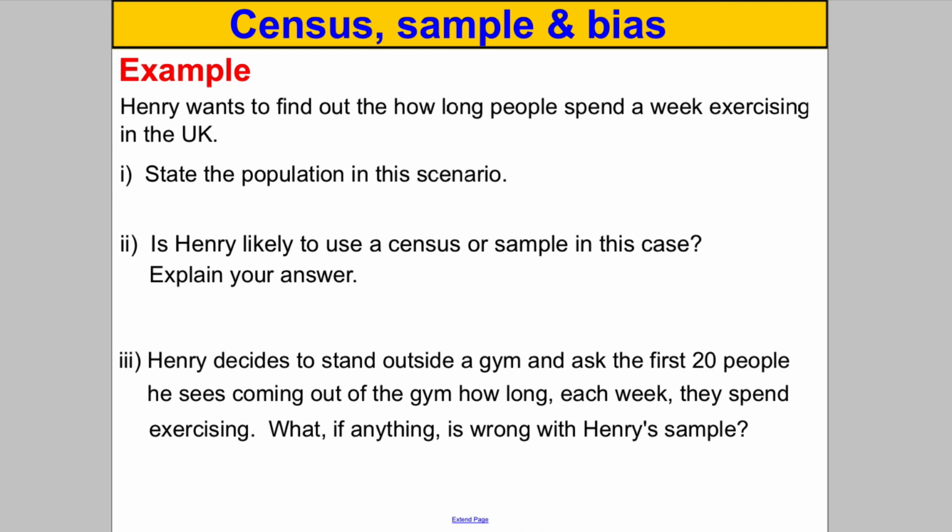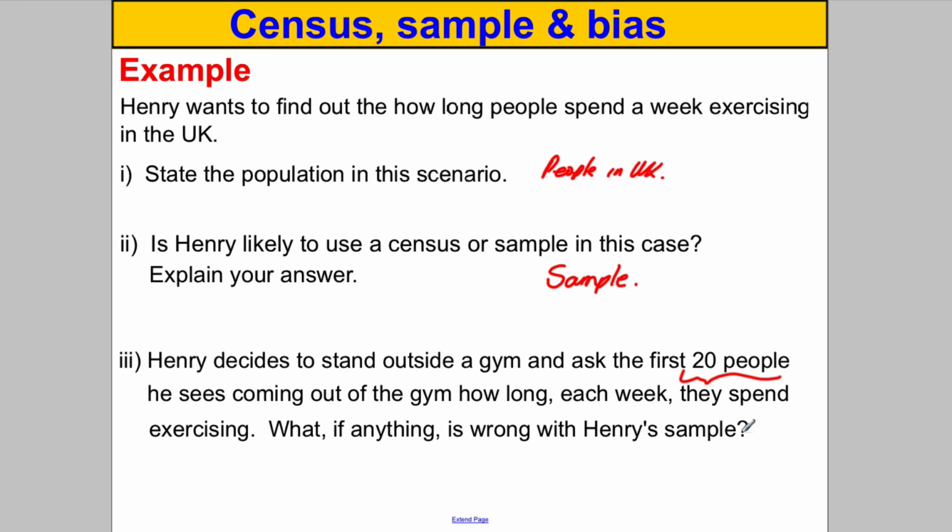So Henry wants to find out how long people spend a week exercising in the UK. The population here is people in the UK. Is Henry likely to use a census or a sample? It's unlikely that that information exists in the census, and Henry's not going to want to go out and do a census for every single person in the UK, so his only option would be to do a sample. And then we're told Henry decides to stand outside the gym and ask the first 20 people he sees coming out of the gym how long each week they spend exercising.